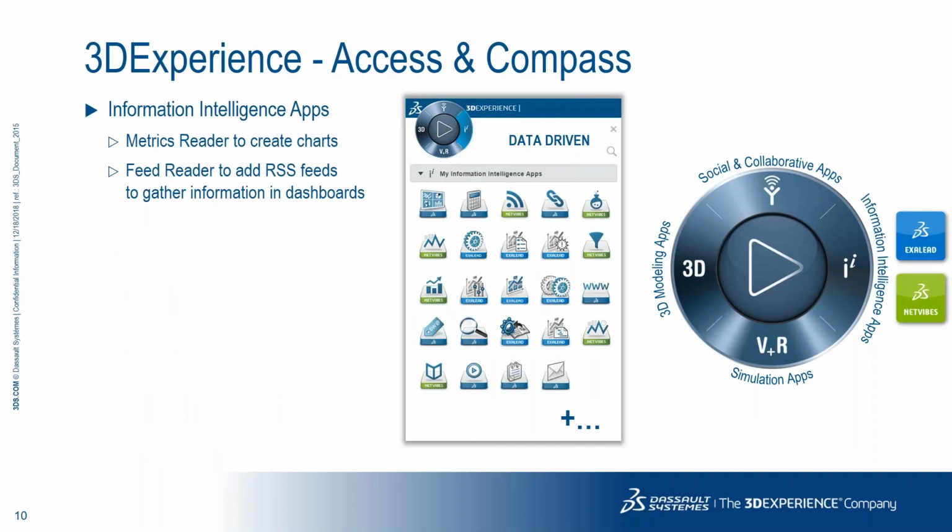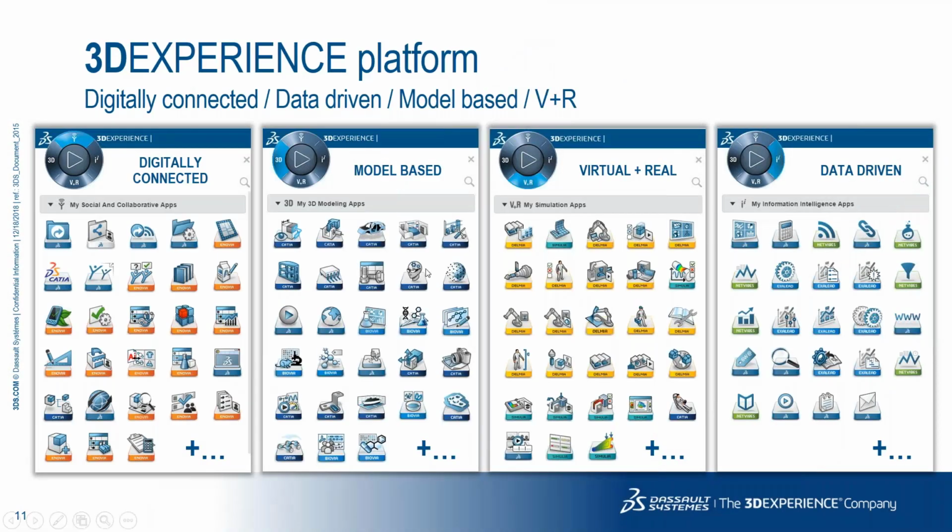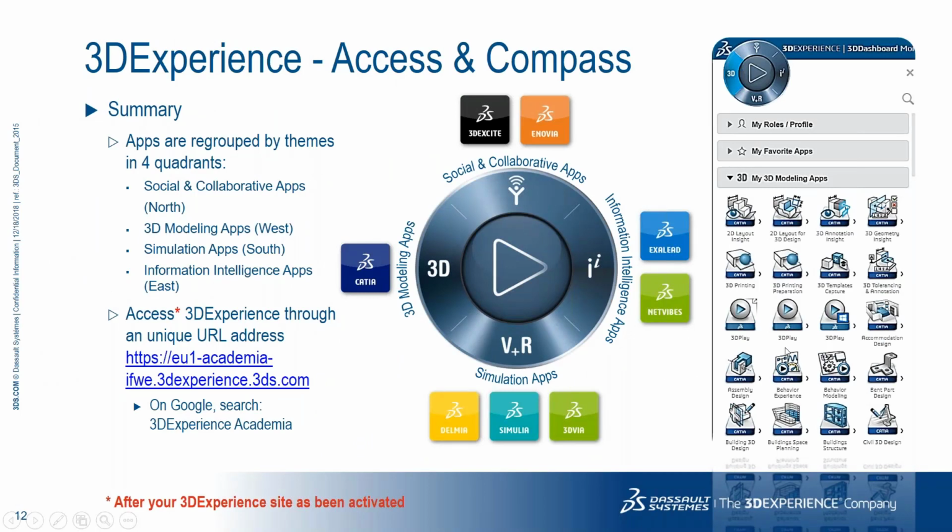The last section is data-driven, so the apps that are here are from Exalead and NetVibes. I don't need to go into detail at this point on that. So in summary, as you can understand, depending on which quadrant is selected, you've got a specific set of apps. And what I'm showing you here is coming from the web page, and those apps help you in your design process. So how to connect to the platform?